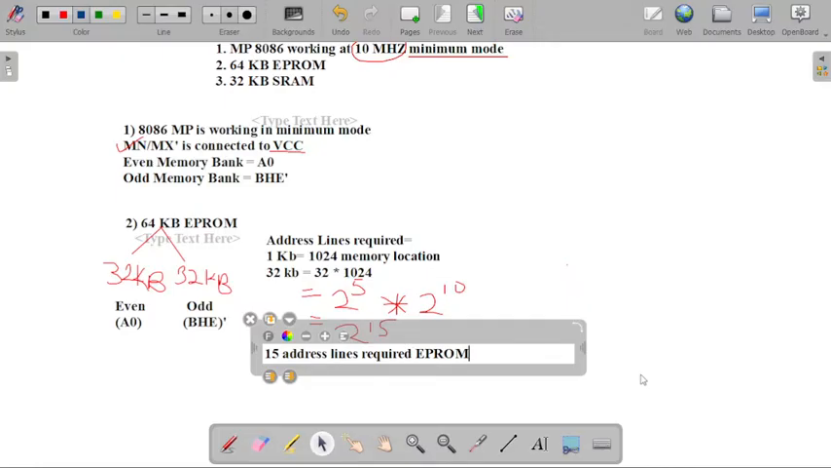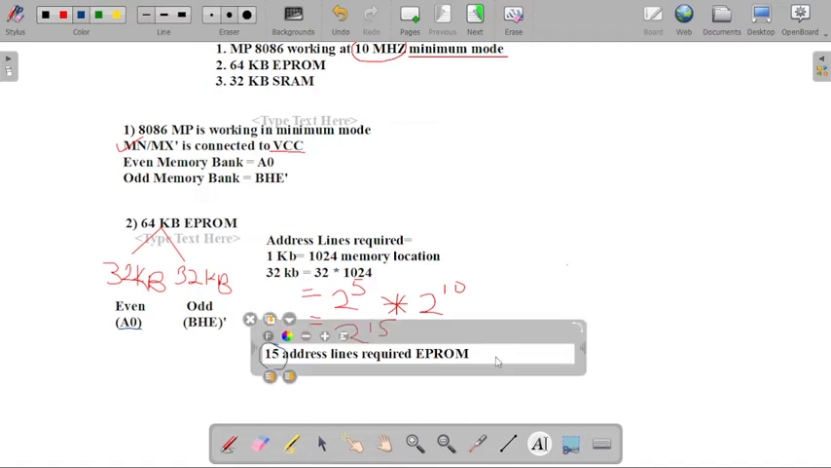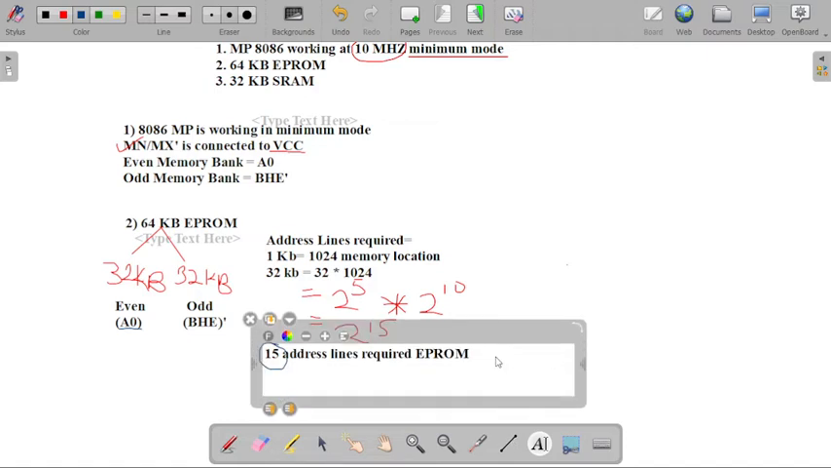Now we have to identify which address lines will be connected to our 8086 microprocessor. In this example, you can see we have connected the A0 line to the even memory bank, and here we require a total of 15 address lines. So how can we write the address line numbers for this given data? We will require line number A1 to line number A15. These address lines we are considering in our EPROM.